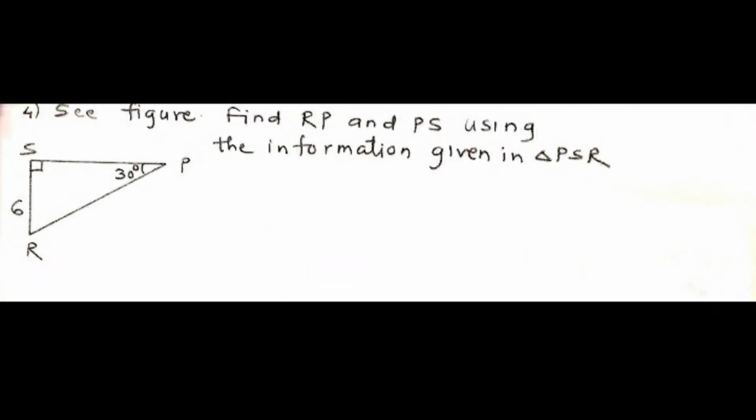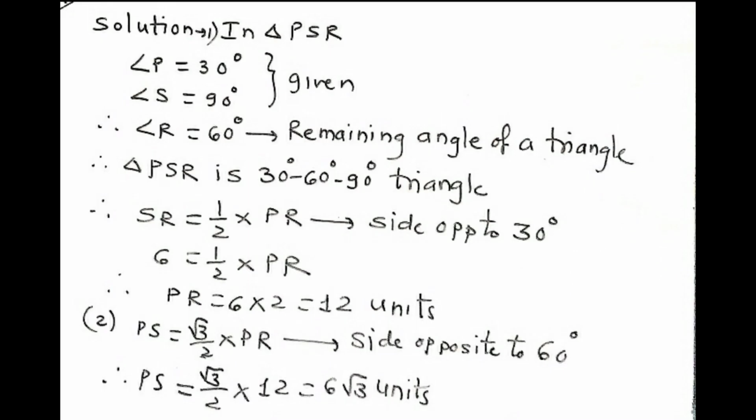Question number 4. See the figure. Find RP and PS using the information given in triangle PSR. Here in triangle PSR, we know that angle P is 30 degree, angle S is 90 degree, and SR is 6 units. So here one of the angles is 30 degree.